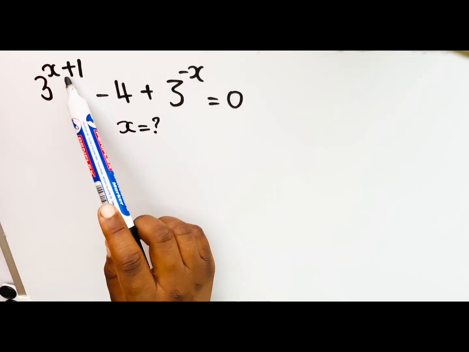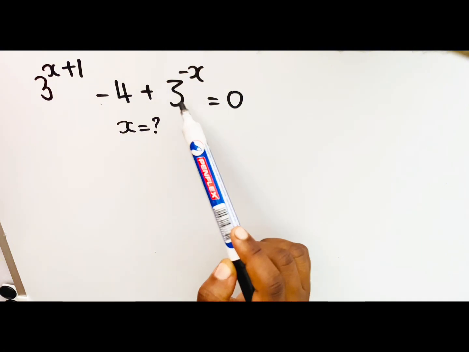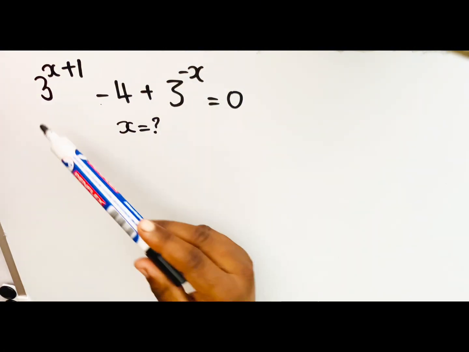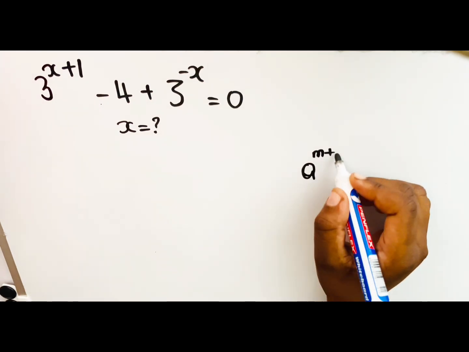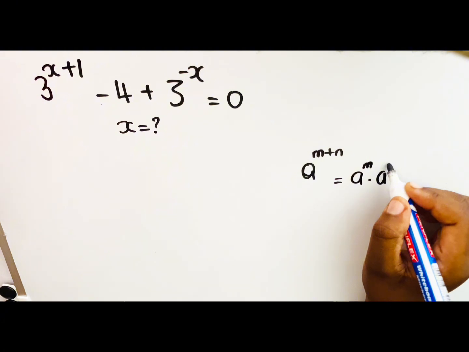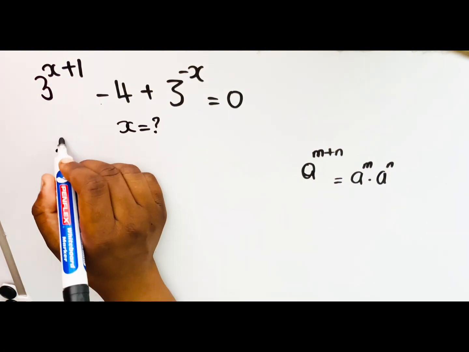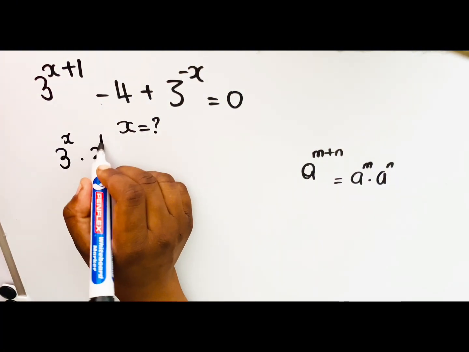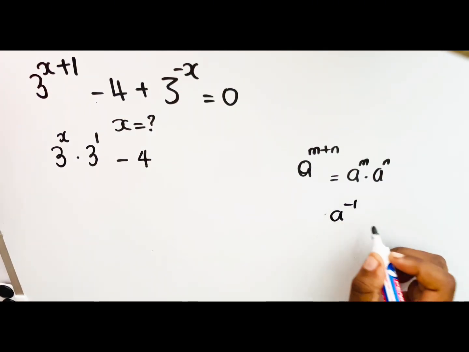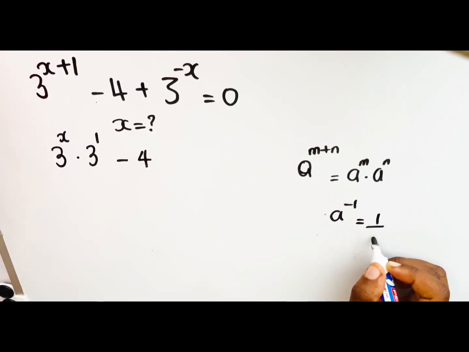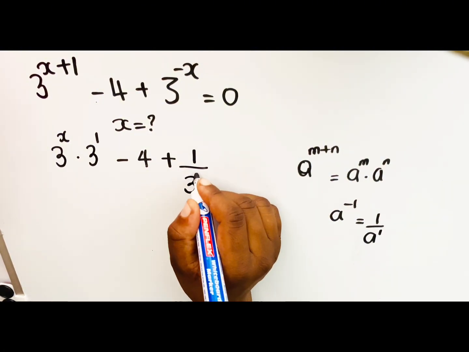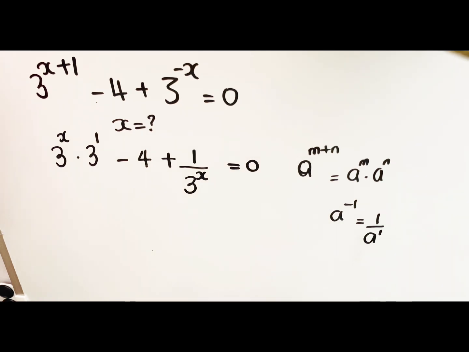3 exponent x plus 1, minus 4, plus 3 exponent negative x is equal to 0. What is the value of x? Again, with the exponential, whenever you have a base with two exponents, we split it: 3 exponent x times 3 exponent 1, minus 4. The base with a negative exponent is an inverse, so it's 1 over the base with a positive exponent: 1 over 3 exponent x is equal to 0.